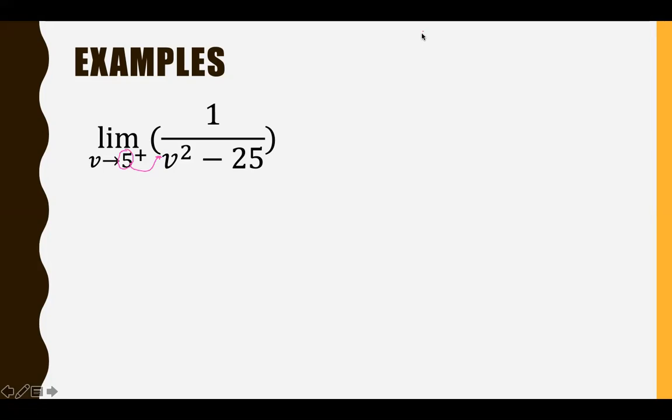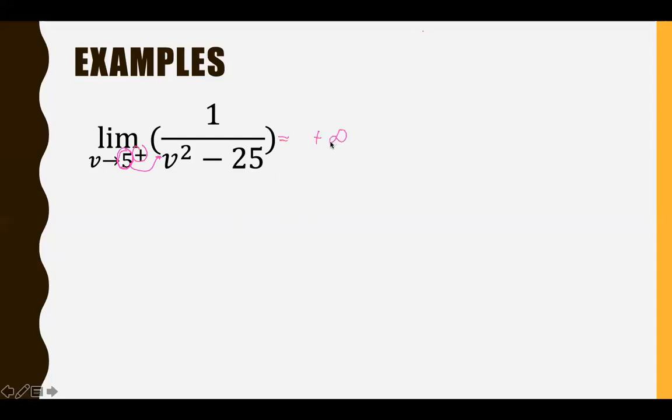So if we solve the limit of 1 over v squared minus 25 as v approaches 5 from the right, and we do manual substitution of 5, it will be undefined. So the answer is actually does not exist, or DNE. But again, instead of writing DNE, we represent it as either positive infinity or negative infinity. To solve this, let's apply the previous theorem, from the right and from the left. If it is from the right, it will be automatically equal to positive infinity.